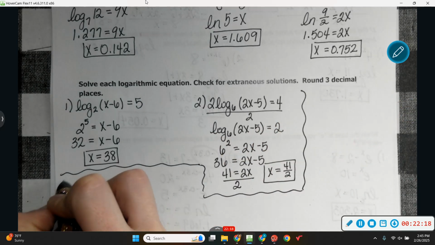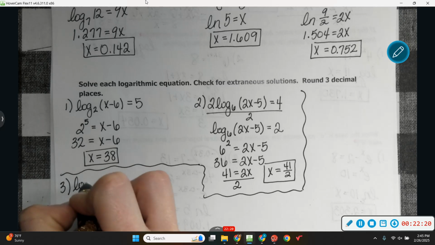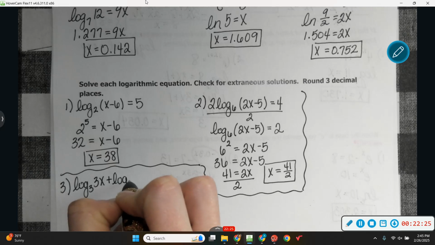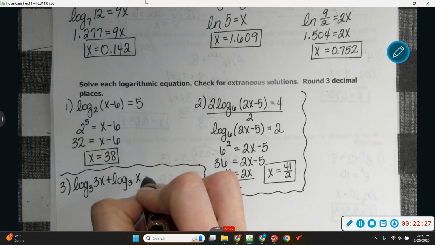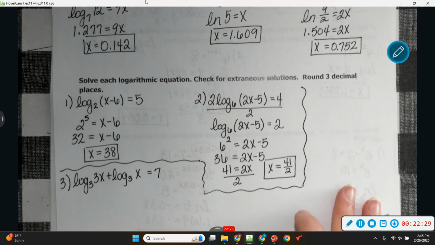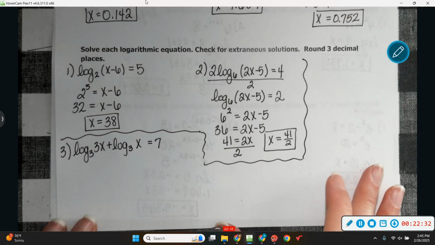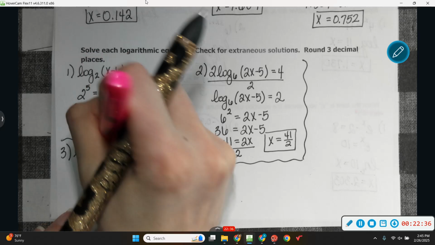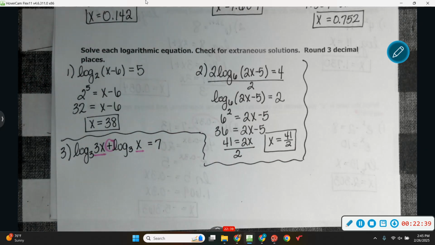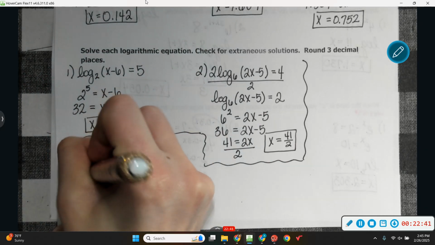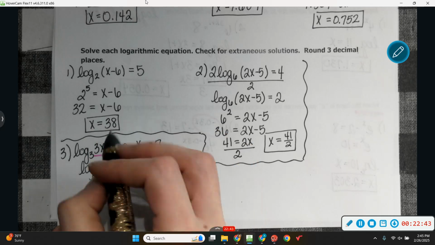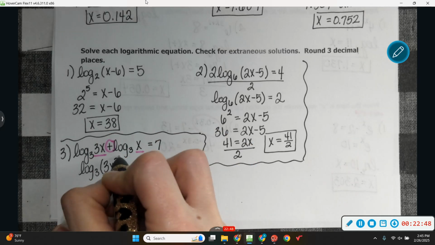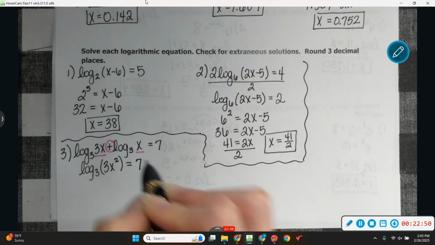If I look at example 3, I have log base 3 of 3x plus log base 3 of x equals 7. Now if you remember from 7.4, the properties of logarithms, when I see a plus sign, that means I'm multiplying. So I'm multiplying 3x times x. So if I do 3x times x, that gives me log base 3 of 3x squared. That is equal to 7.